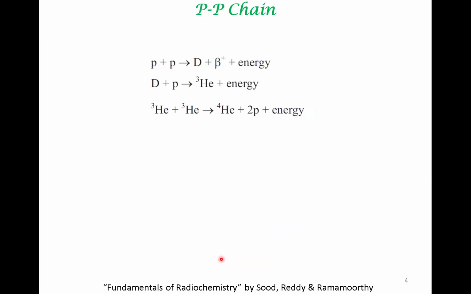There is another cycle called the proton-proton chain. Here, the first step is 2 protons form a deuterium, positron and energy. Then this deuterium reacts with a proton, forms helium-3 plus energy. And these two helium-3 nuclei combine to give helium-4 plus 2 protons plus energy. So the overall reaction, if you add all of them up, is 4 protons give you helium-4 plus 2 positrons plus this much amount of energy.